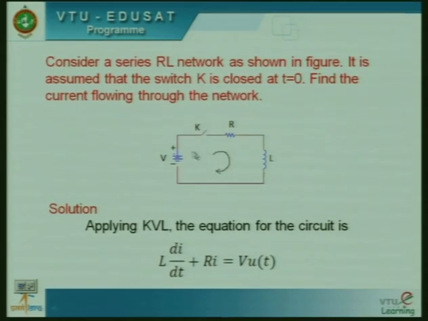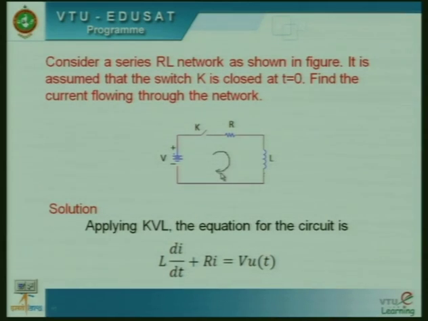As I told you already, we are trying to solve networks with DC excitation. So, the network has a DC source with these polarities. There is a switch in this network, and a resistor and an inductor are connected in series.